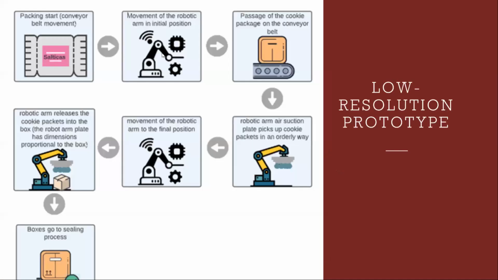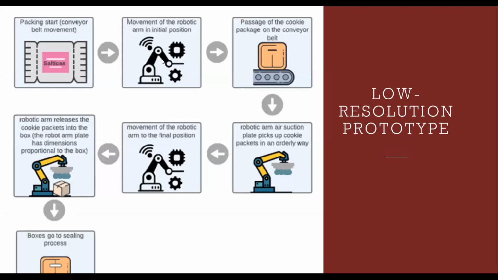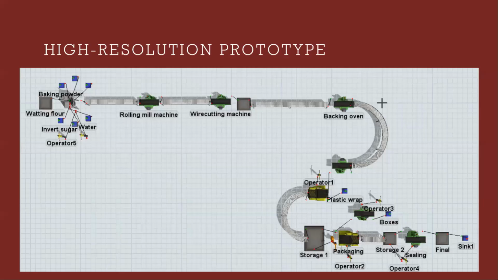Okay. For the next part of the design thinking methodology, we made a low resolution prototype. As we can see, it is a diagram with a proposed robotic arm solution, which will be located in the subprocess of packaging packs of cookies. We can see that this robotic arm will pick up more packages than an operator could. Then the high resolution prototype is the simulation that we made in Flexsim, which we can see later.